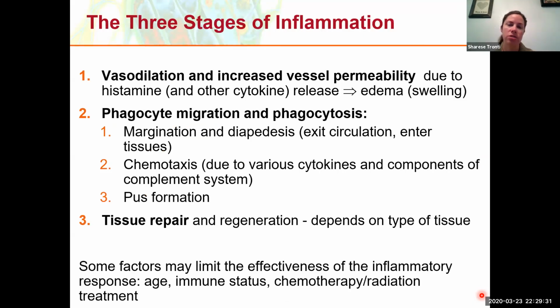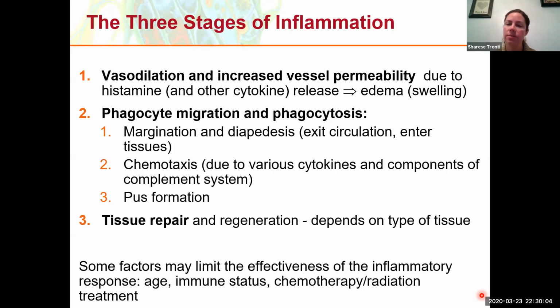The 3 stages of inflammation. So first, cytokines are released. Again, remember, cytokines are released from infected cells or from damaged cells. So these cytokines will be released, and what they will do is a couple of things. They will tell the blood vessels to dilate, and will also tell the blood vessels to increase their permeability, meaning they're going to allow more substances to come through. They're going to be a little bit more leaky.